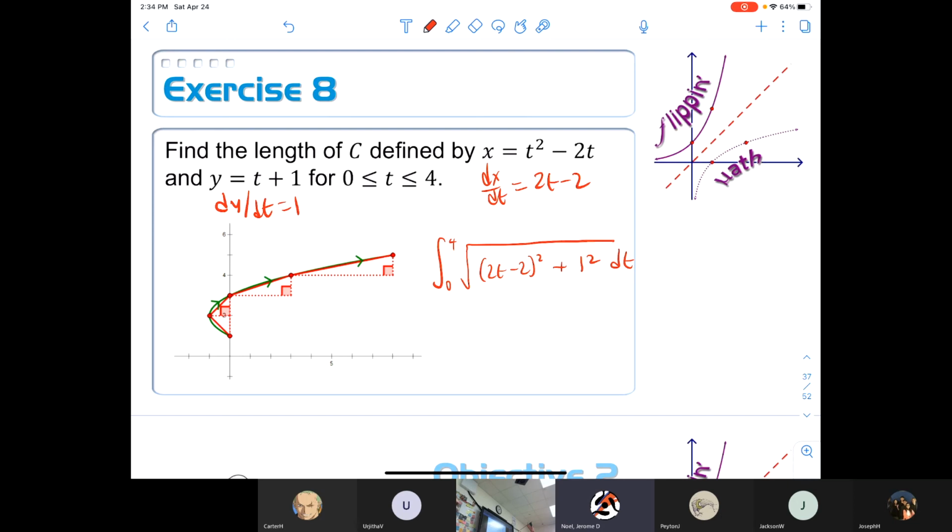If you leave it in parametric mode, you can still do it exactly the same way. It'll just have t's there instead of x's. Give it a try.